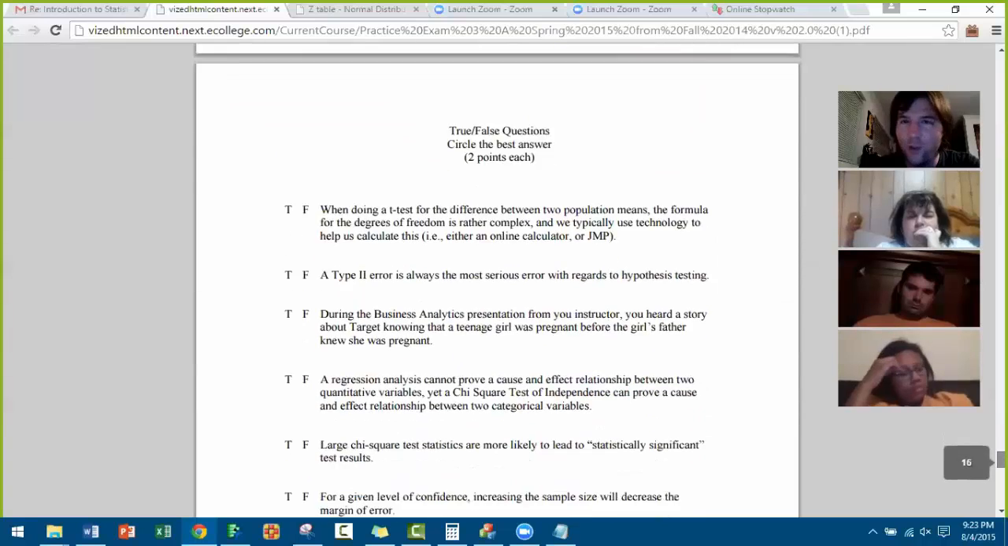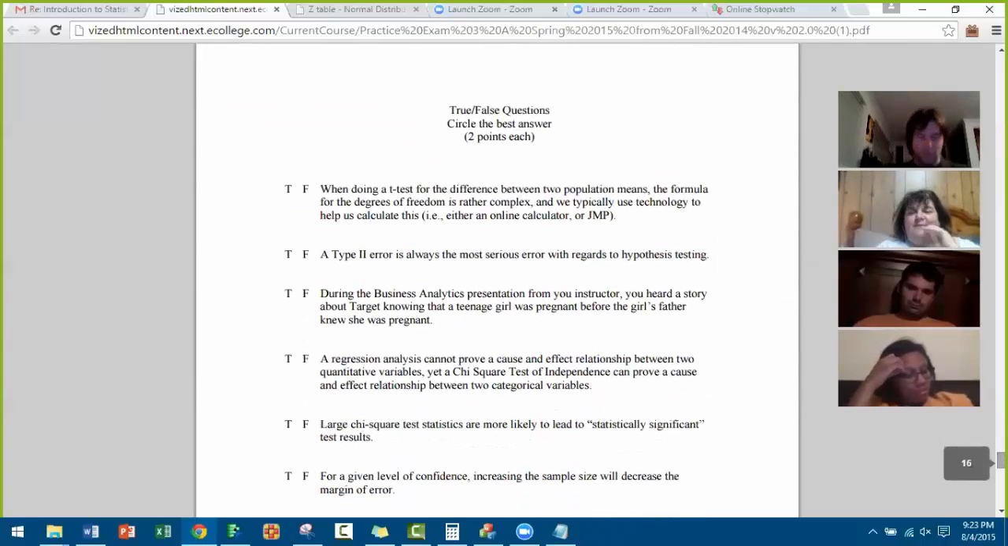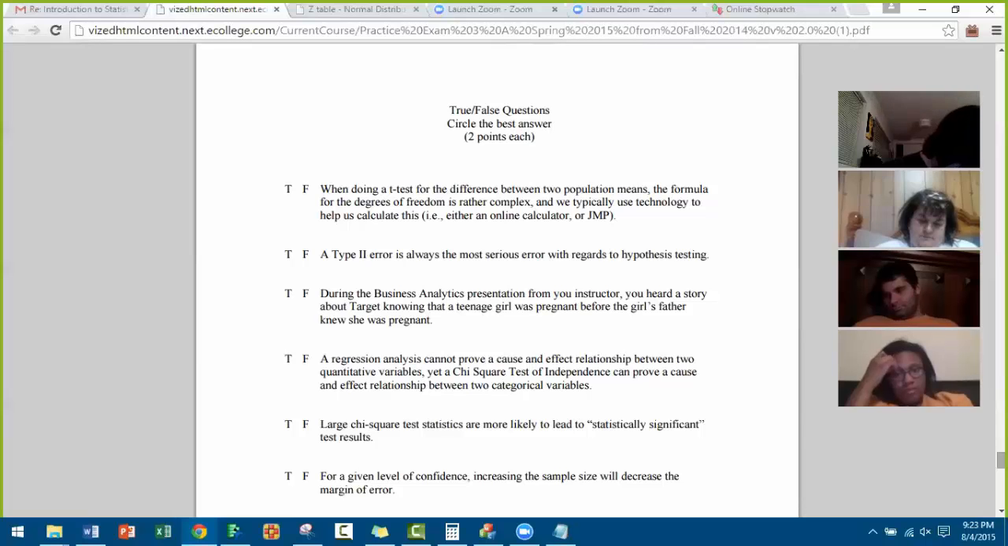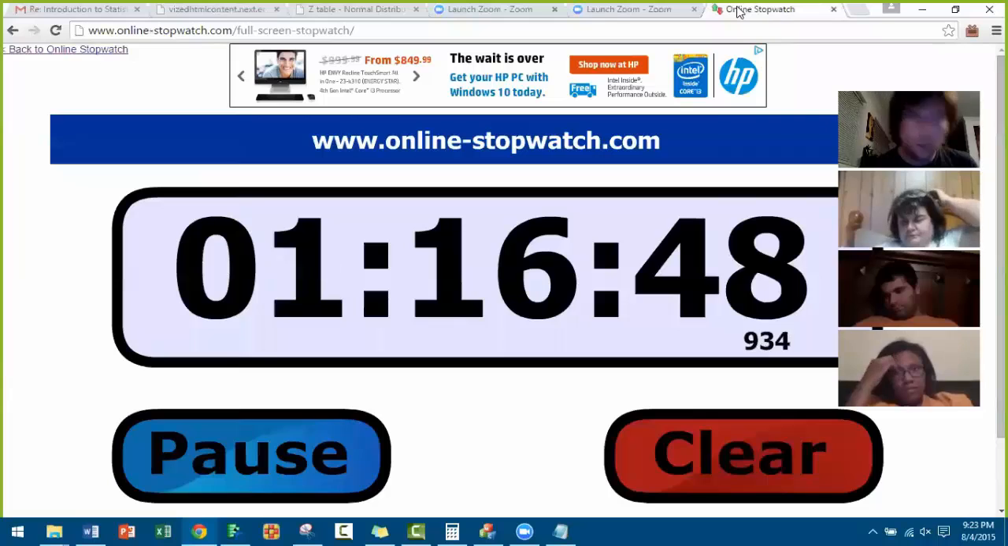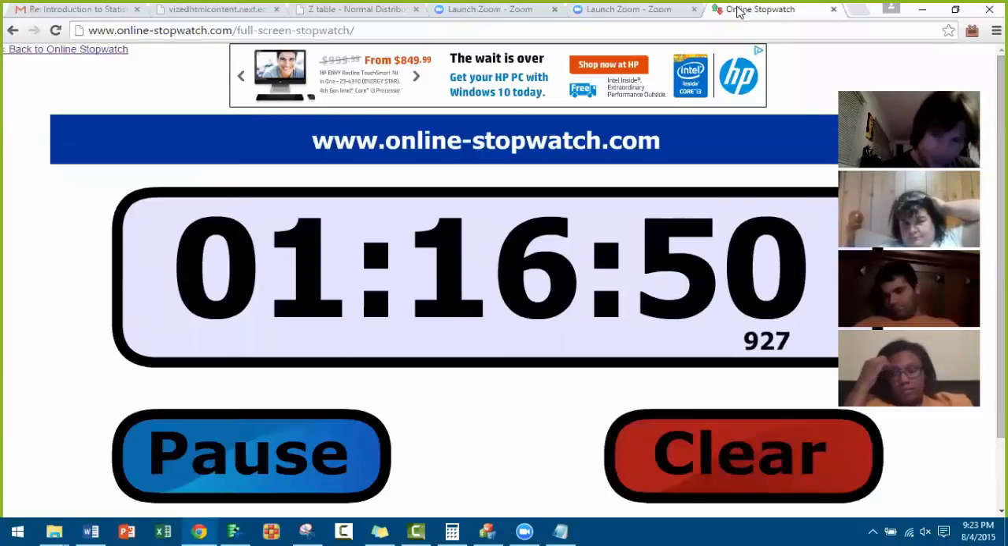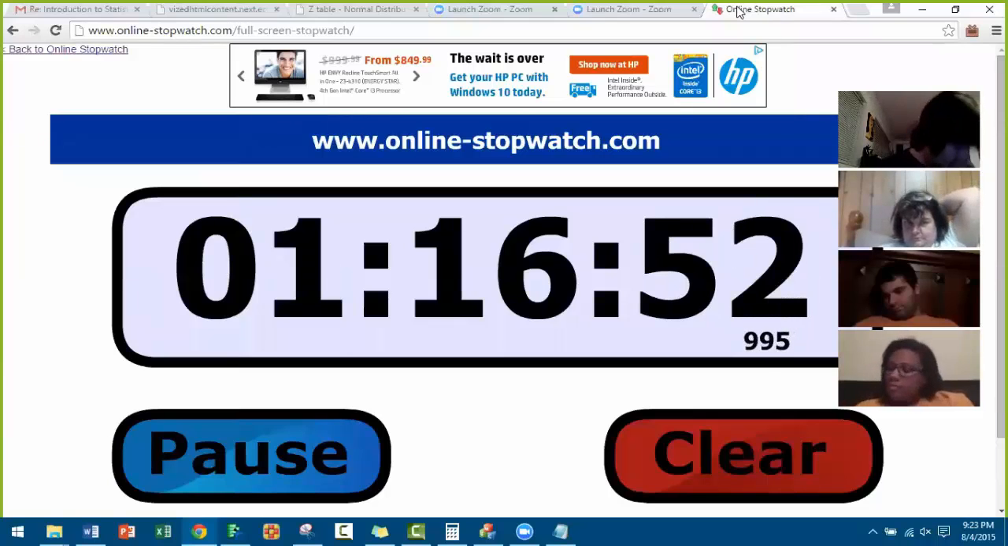What do we got? True false time. Woo! Let's write down what that last problem was. So that was a proportion test. Where are we at on the time? Let's do some true false.